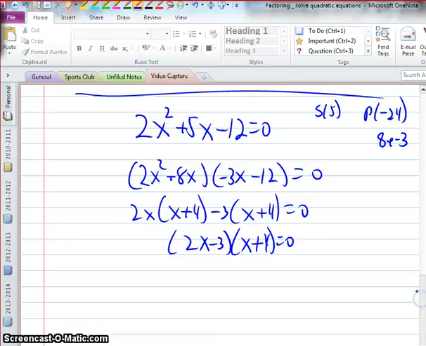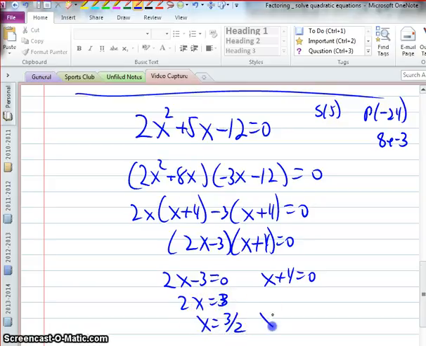Just repeating what we've already done, we've got a perfectly good trinomial that was factorable. We factored it into two binomials multiplied by each other, but now since we have an equation and not an expression, we can set them individually up to equal 0 and solve. We're solving quadratic equations by using factoring.